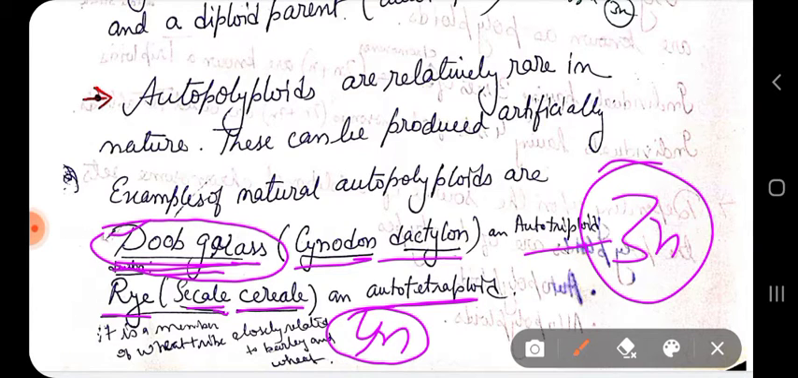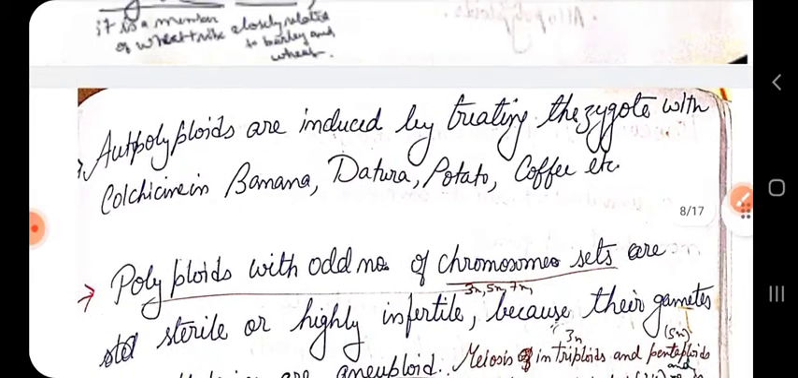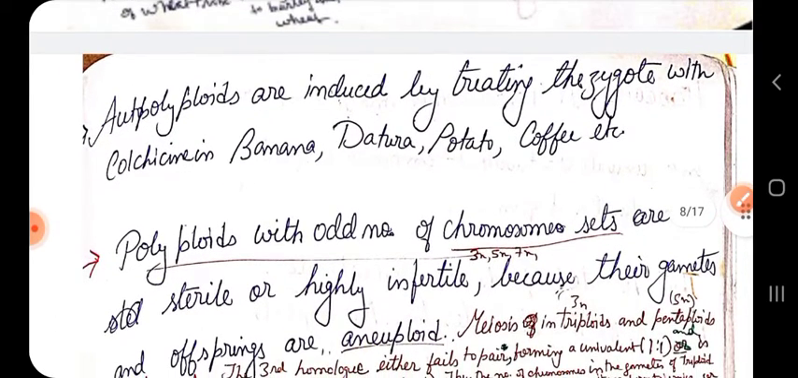Rye is actually a member of the wheat tribe, which is closely related to barley and wheat. So naturally we can find these autopolyploids very rarely, like Cynodon dactylon, which is an autotriploid, then Secale cereale, which is also an autotetraploid. I hope you have understood up to this much.